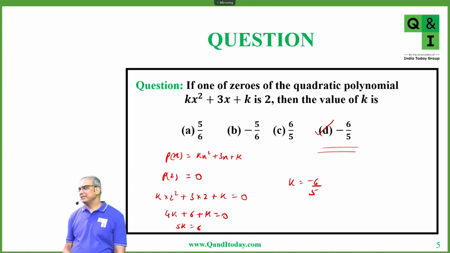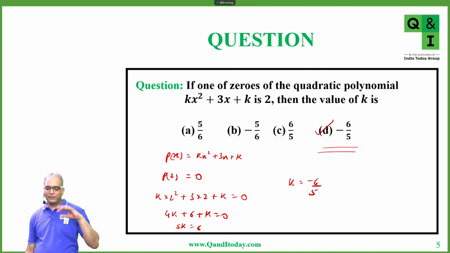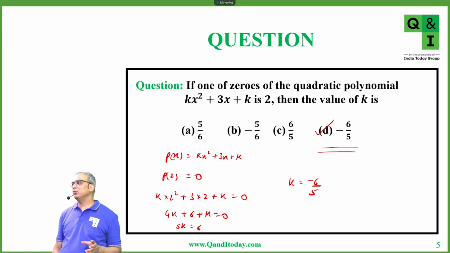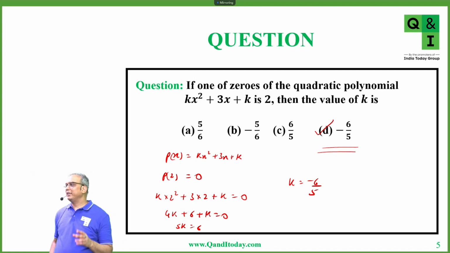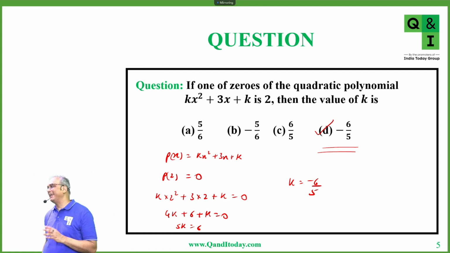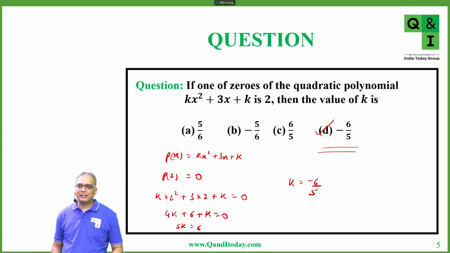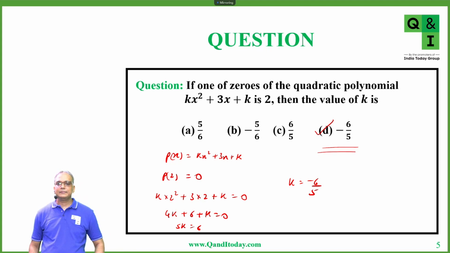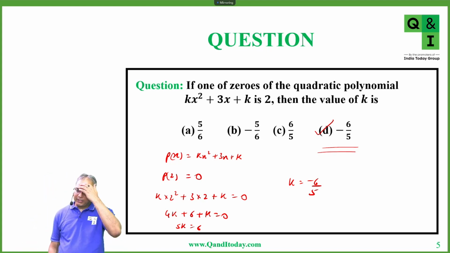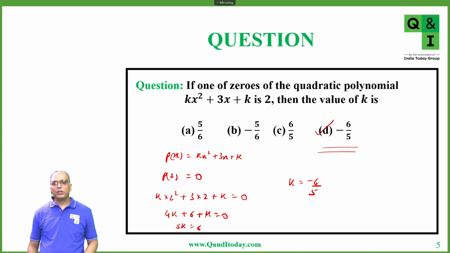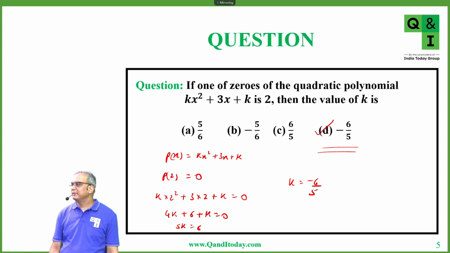Yes, Raghavi, it is correct. Because one of the zeros was given, we can put the value of that zero in the polynomial, equate it to 0, and solve it for k. Because k is unknown, we'll solve it for k and find the value of k. Is it clear? I hope you have noted this down. Shall we move to the next question, students?